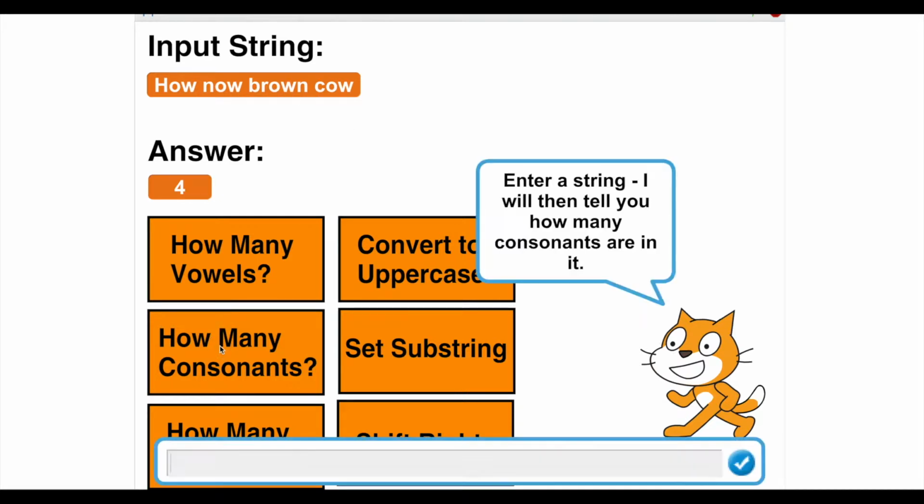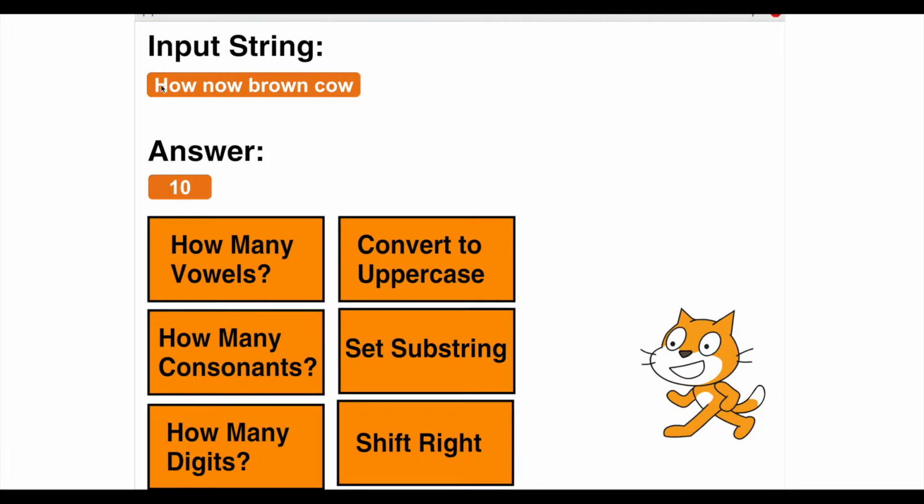Now if I have the same string and I want to see how many consonants, and I hit enter here, it says 10. Well, 1, 2, 3, 4, 5, 6, 7, 8, 9, 10, so that looks good.